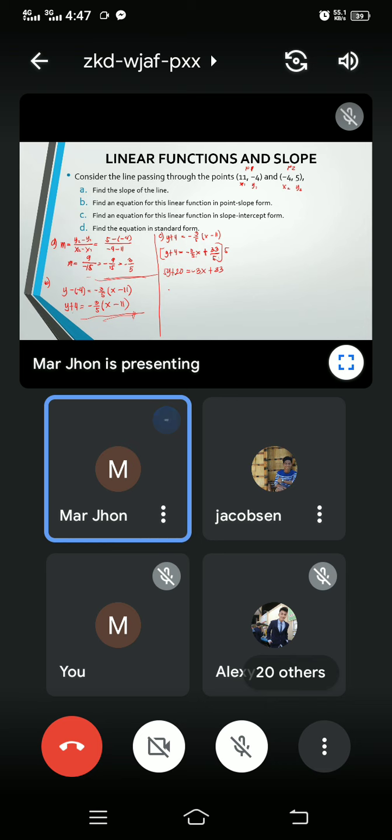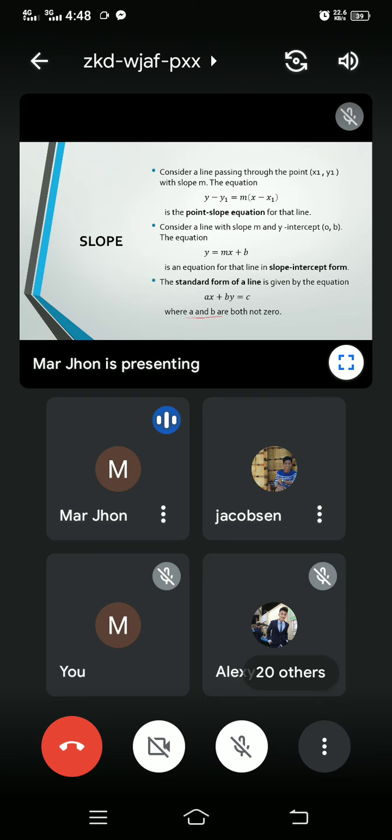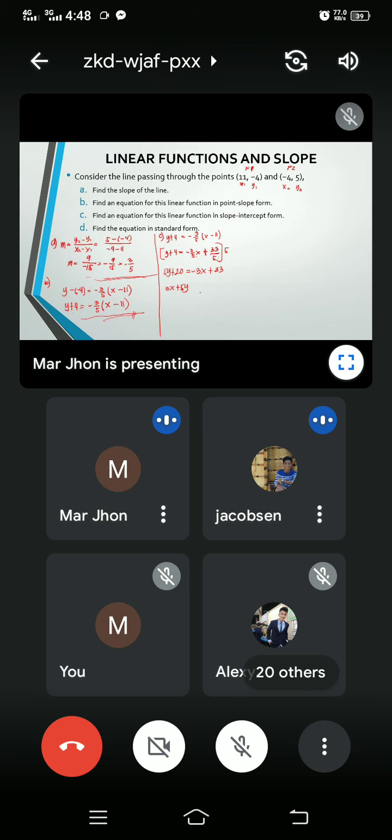So, you move the 3x, from negative to positive, plus 5y, right? The standard form of the equation is Ax plus By is equal to C. So, it is equal to 33 plus minus 20, from positive to negative. So, you have now 3x.